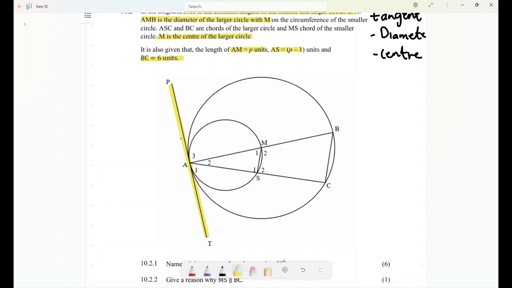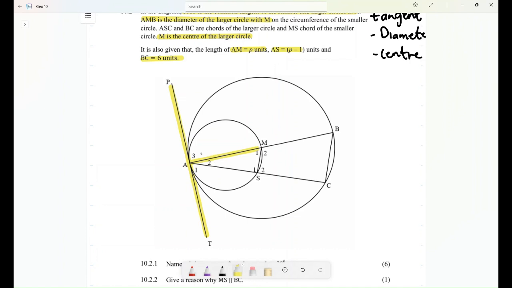The first theorem that we learned about the tangent is that a tangent and a chord. This is a tangent. This is a diameter, it's not a chord. Let's look at the smaller circle. Can you please look at the smaller circle? A tangent and a chord. AM, we were told that it is a chord.